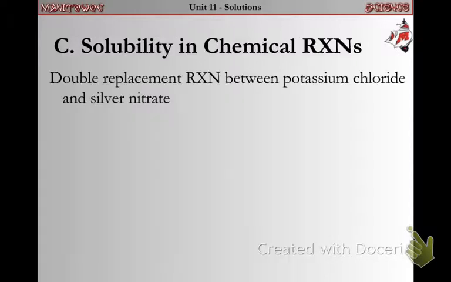All right, so let's see. How does solubility look with a chemical reaction? How can we write it in a chemical reaction? Let's look at a double replacement reaction. And hopefully you have that table out on the previous page, so you can find the solubilities. So we're going to start with potassium chloride, which is KCl, all right?